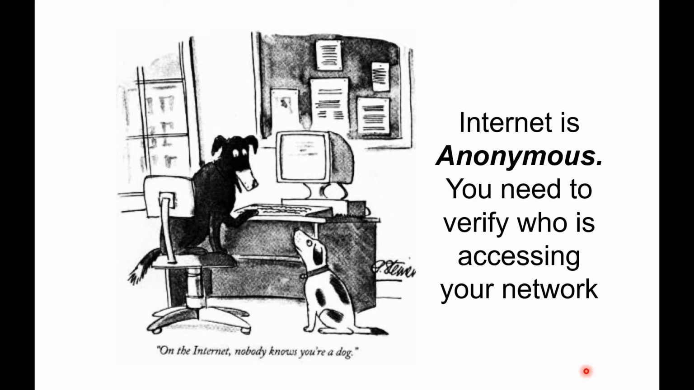Another issue is that the internet is anonymous. This means that you need to do more verification on who is actually accessing your network today. With the proliferation of work from home, flexible work time, and accessing the internet using 3G and Wi-Fi from public places, it is very important for companies to ensure that the users accessing your network are true and verified users.